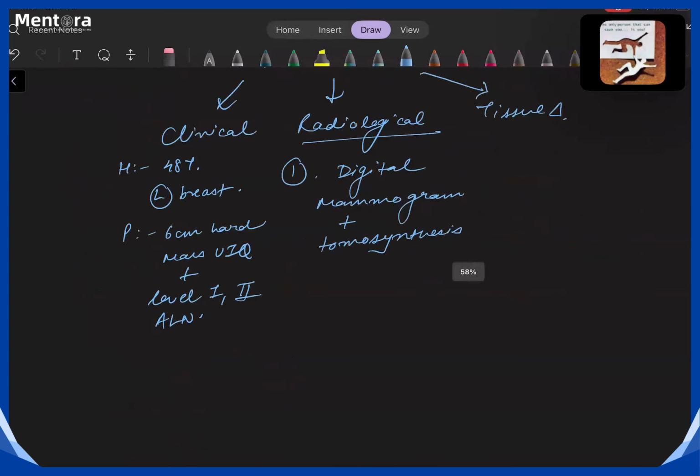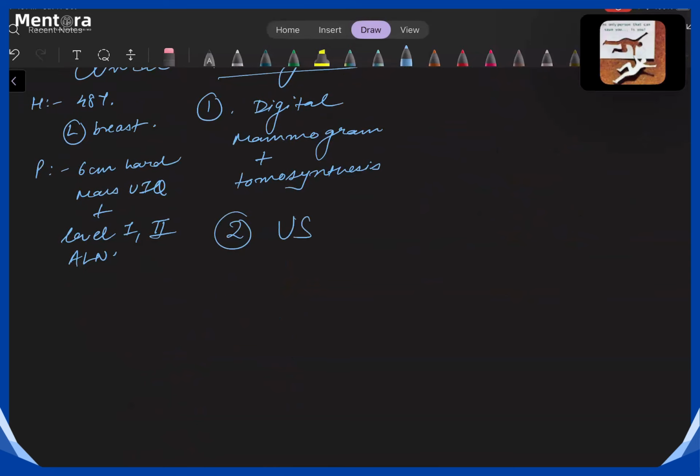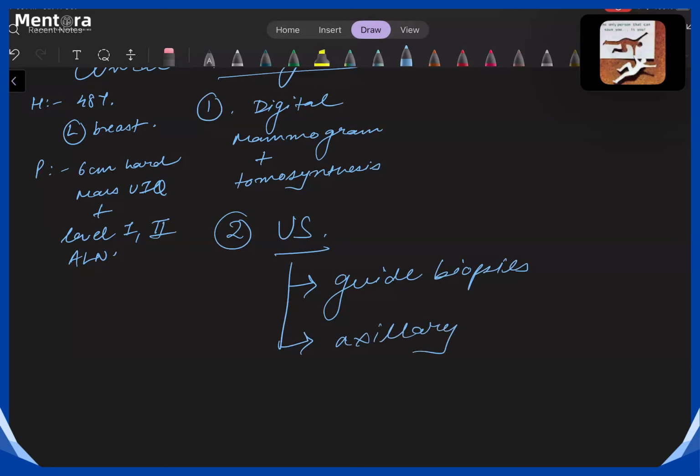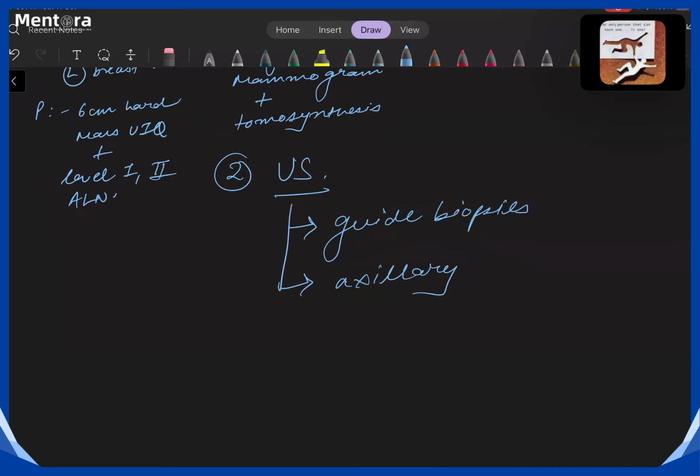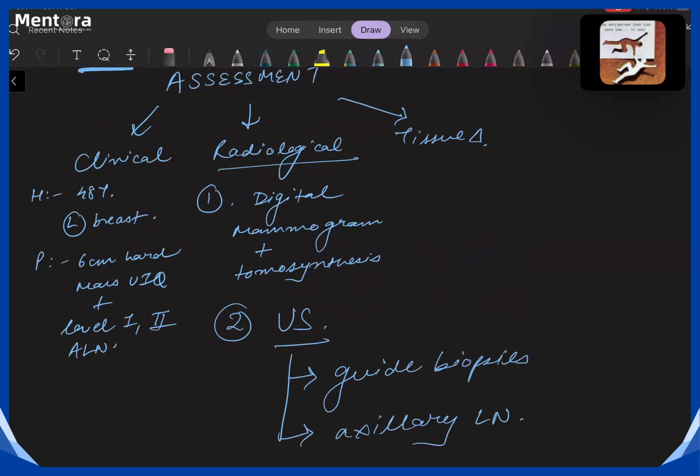The second radiological investigation that we are going to offer would be an ultrasound. So why is ultrasound important? It has got 2 functions. First, it can help us to guide biopsies. And second important would be axillary lymph node staging. So we already know that the lymph nodes are matted, but this is going to help us to evaluate the lymph nodes. Second important thing would be it also helps us to get an axillary lymph node biopsy. What would be the significance of that? I will be discussing this in the treatment section.